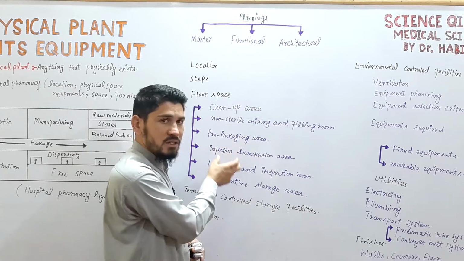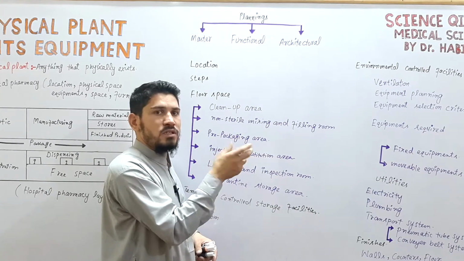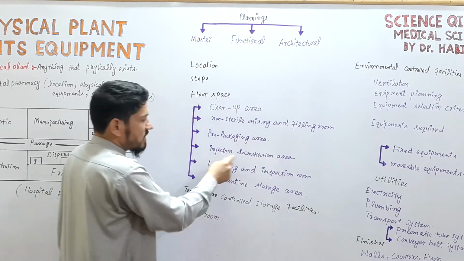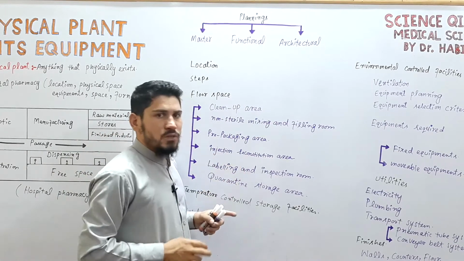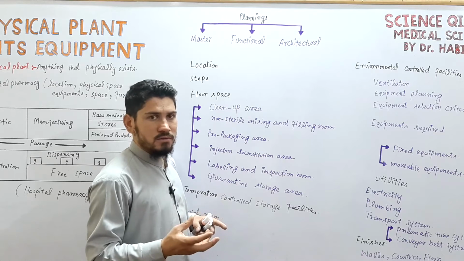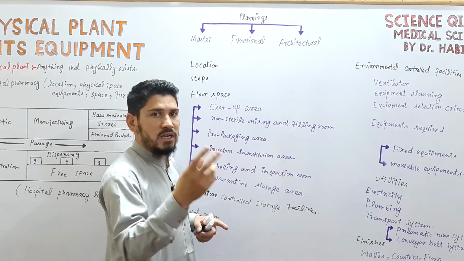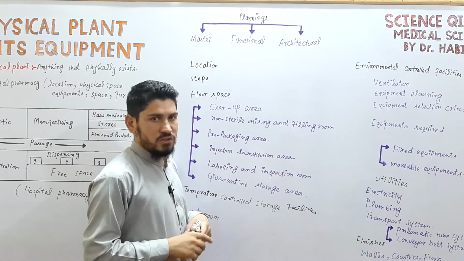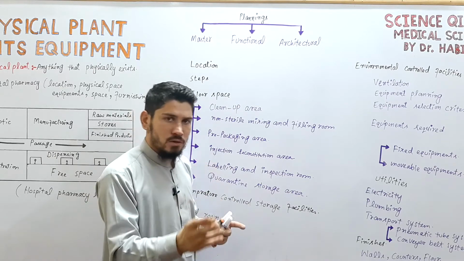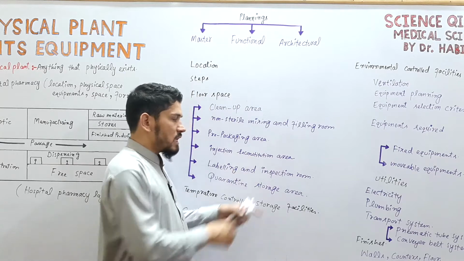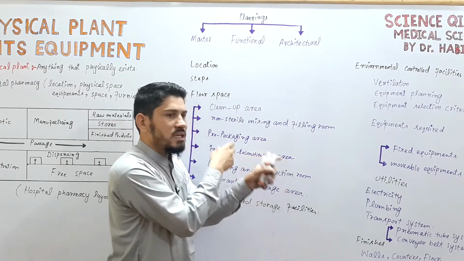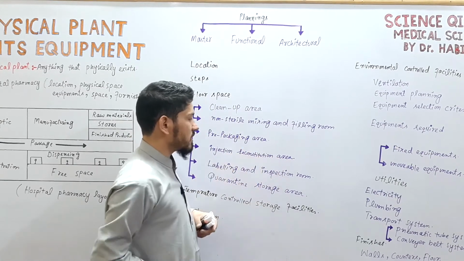So we package the solid dosage forms into the containers. Injection reconstitution area. This is very important. Injection reconstitution means there are injections, they are converted into liquid form before administration. So before they were in solid form, then they are converted into liquid form. So that is called reconstitution. So for reconstitution we need area, and that's called injection reconstitution area.